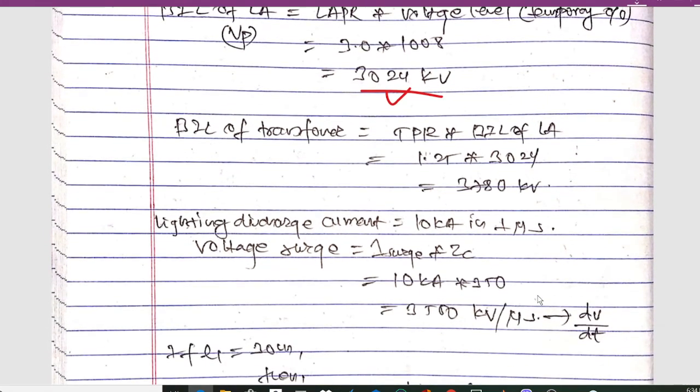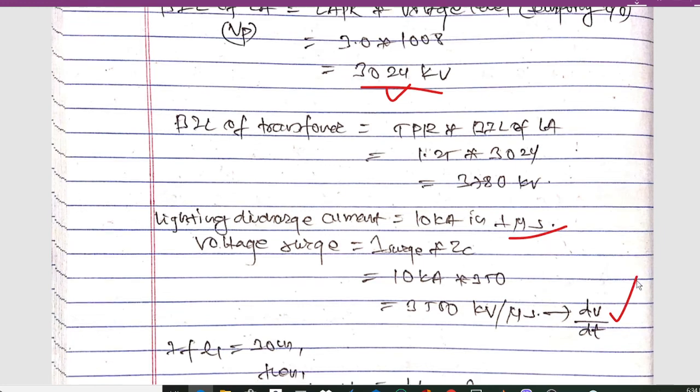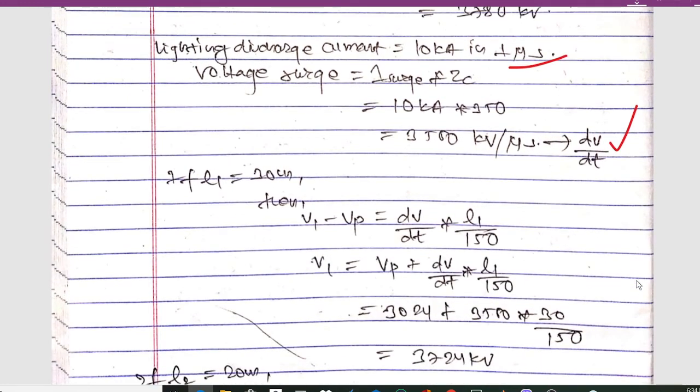And now the lightning discharge current is equal to 10 kiloampere in 1 microsecond. This is given in the question. And the voltage source will be I source into ZC, and I source is given as 10 kiloamperes. So 10 into 350, ZC is also given, so we'll get 3500 kilovolt per microsecond. So this is the value of dV upon dt. And suppose in the first case the length is given as 30 meters, and in the second case the length is given as 20 meters.